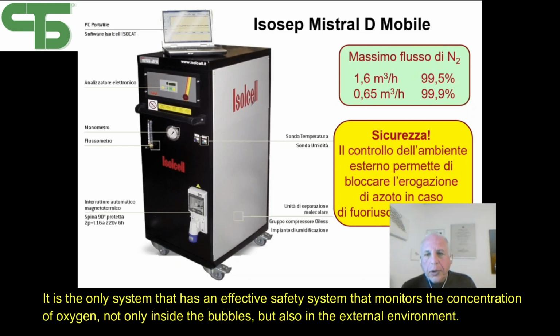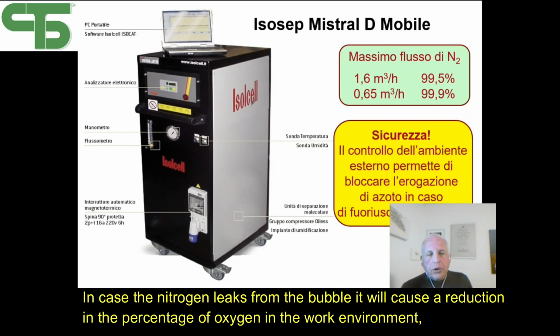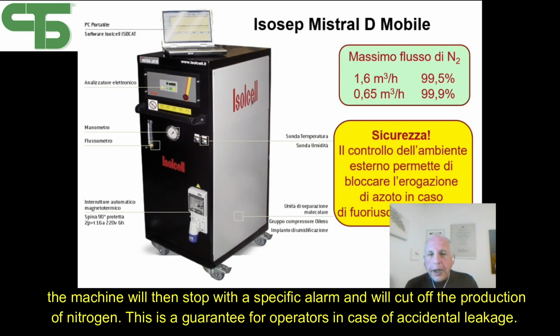It is the only system that has an effective safety system that monitors the concentration of oxygen not only inside the bubble but also in the external environment. In case the nitrogen leaks from the bubble, it will cause the reduction of the percentage of oxygen in the work environment, and the machine will then stop with a specific alarm and will cut off the production of nitrogen. This is a guarantee for the operator in case of accidental leakage.